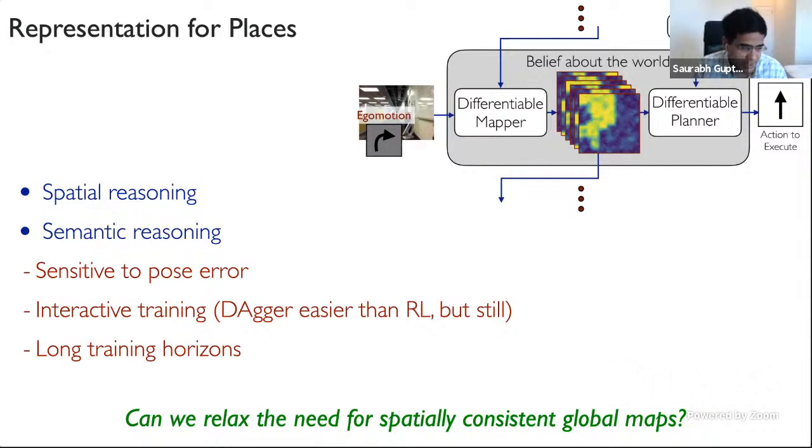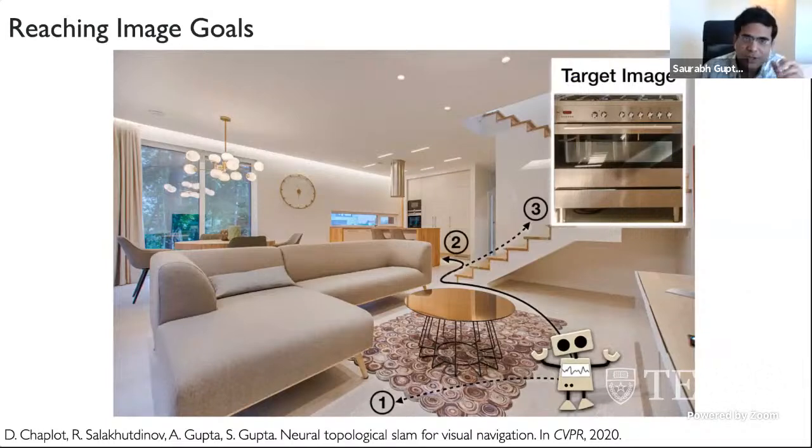Right. So I think that's what I'm going to talk about in the next 15-20 minutes, which is how we can build representations which don't need a spatially consistent global map in order to operate. I will do this in the context of image goals. Later on I'll show that you can actually do this for object goals and so forth as well. I have a variety of different problems just to convince you that these techniques can solve not just one or two navigation problems, but a variety of navigation problems.